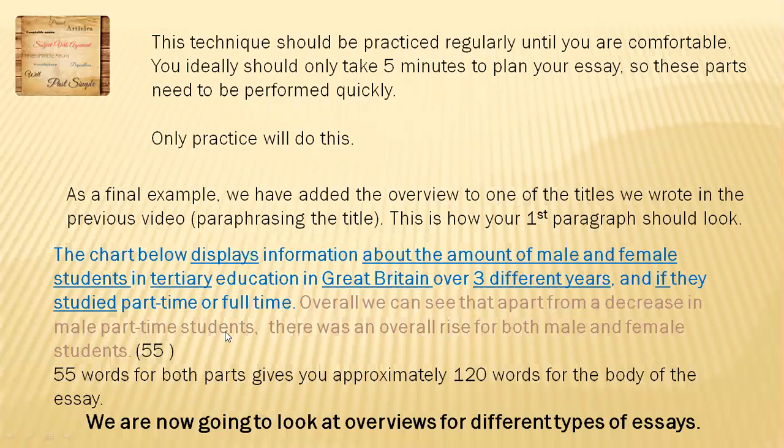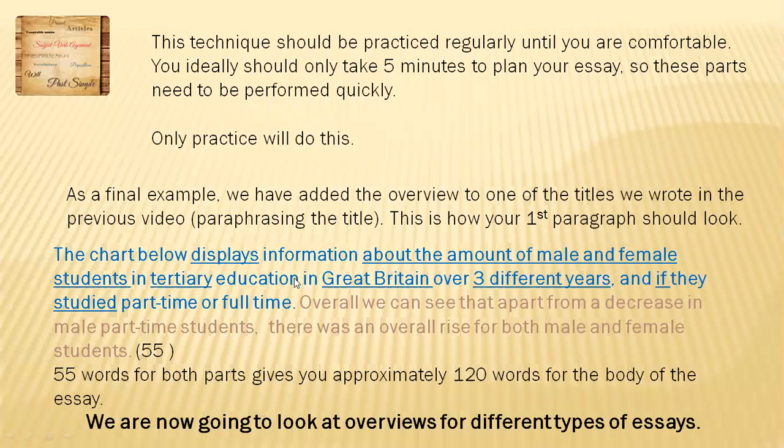50 to 60 words is reasonable for a title and an overview, depending on the length of the title, of course. You might even have less. Around about 50 is an average number of words. So this still gives you roughly 120 words for the body, because of course you can go over 150. 175, 180 will be perfect.